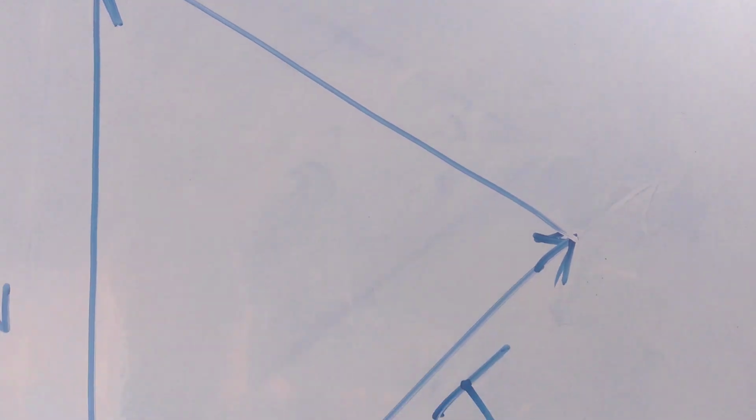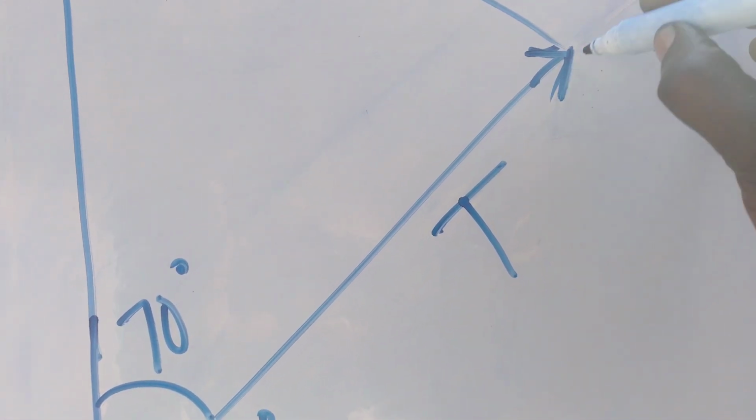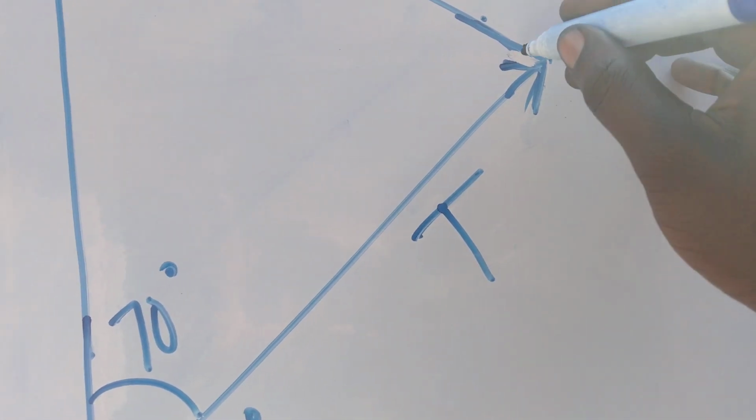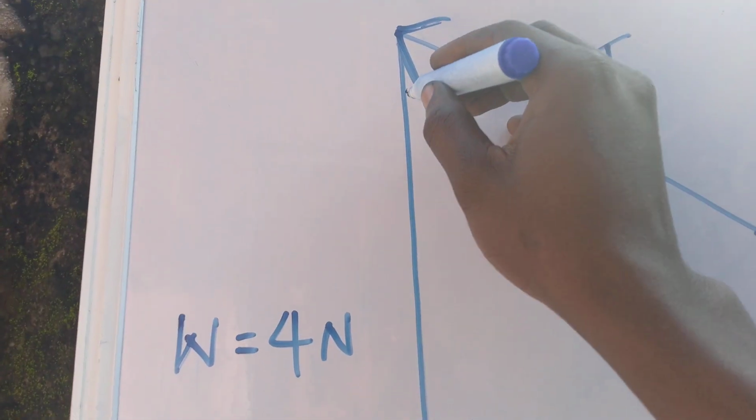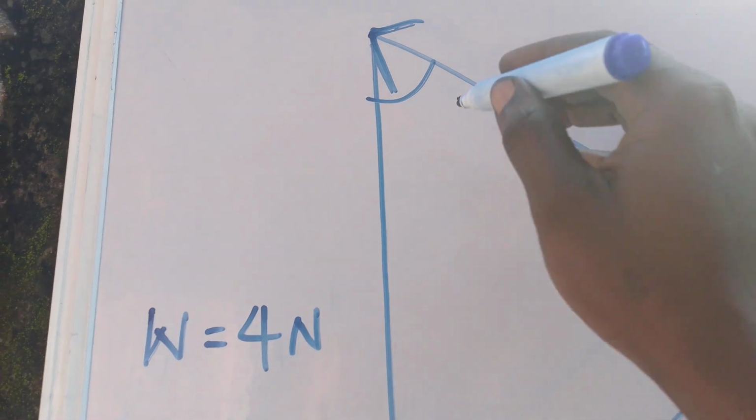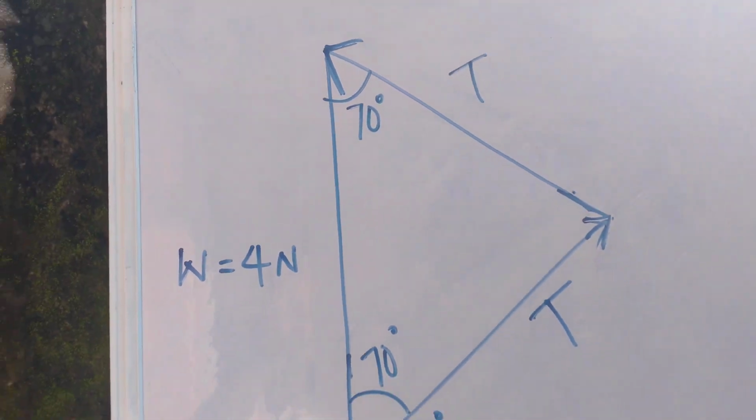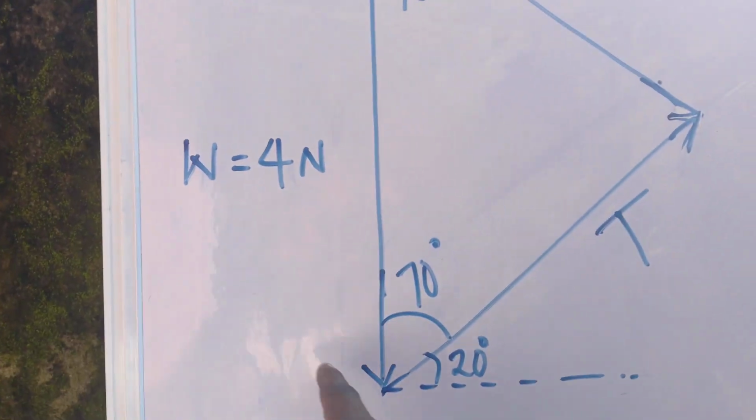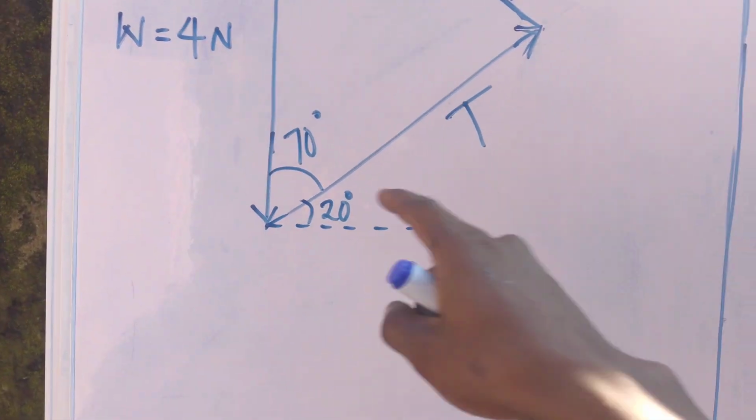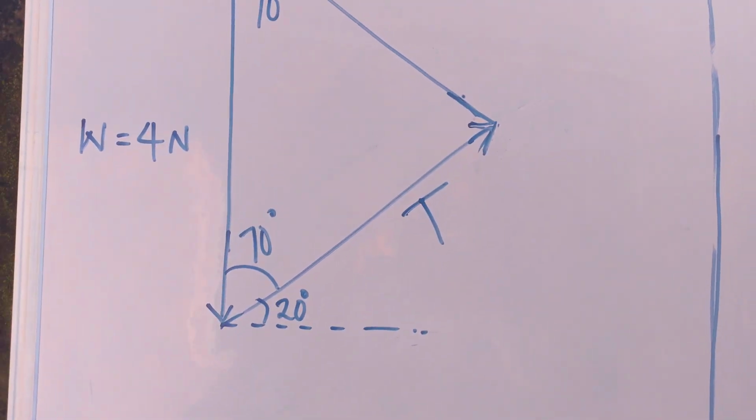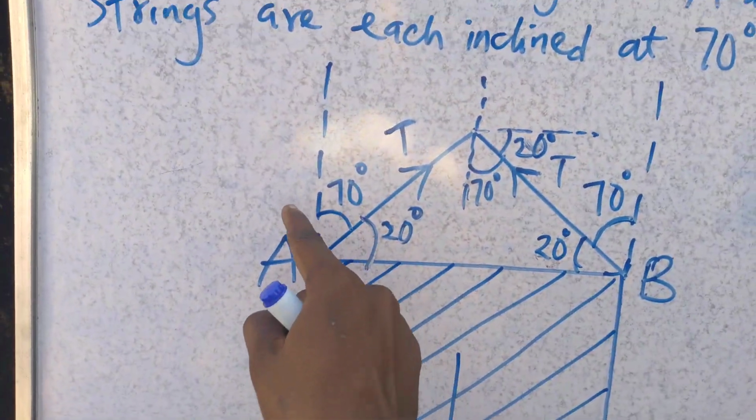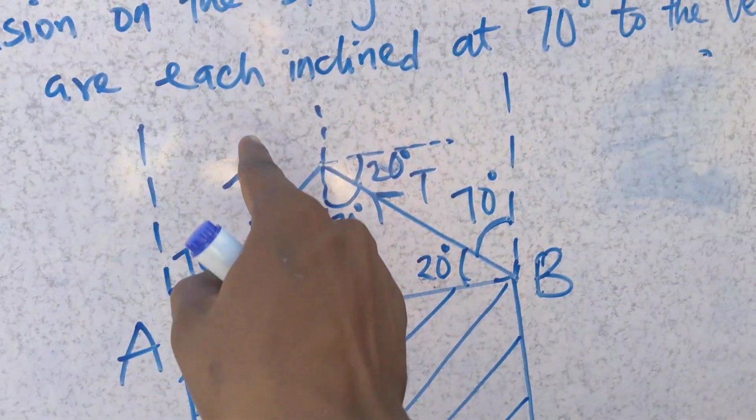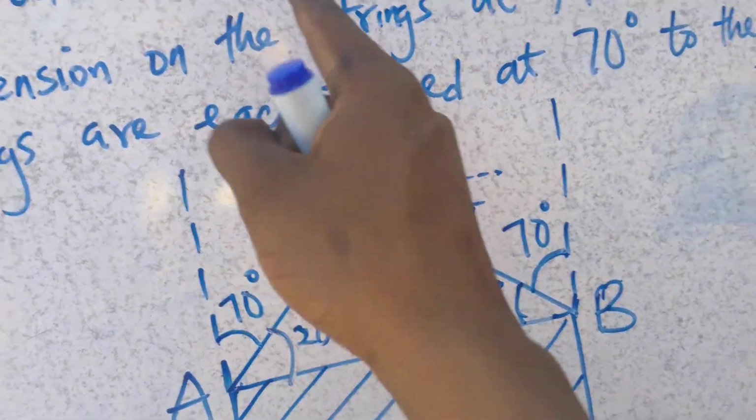So I took my tension force there, tension force T at an angle of 70 degrees with the vertical. So the first thing I took was the weight acting vertically downwards. Then I took the other tension force going this way, inclined at 70 degrees to the vertical. And then I took this other tension force, and this angle is also 70 degrees with respect to the vertical line.